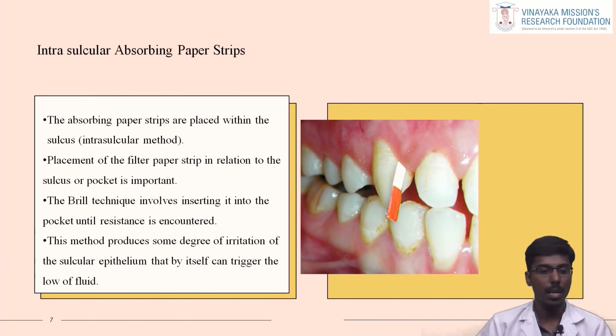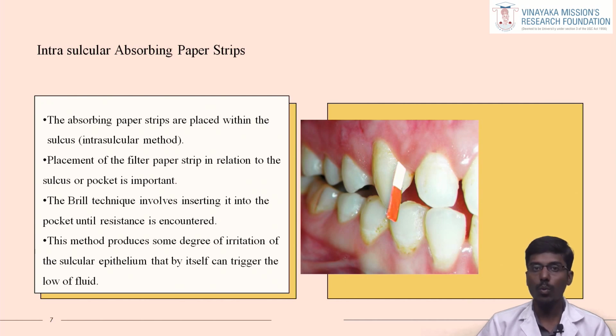Now coming on to the paper strip method, as I said earlier, it is of two types based on the placement of the paper strip. One is the intracrevicular method, the second is the extracrevicular method. In the intracrevicular method, the absorbing paper strip will be placed inside the gingival sulcus until it feels the resistance. One of the main disadvantages in this procedure is that this paper can itself induce irritation, which itself will produce more excess of the gingival crevicular fluid.